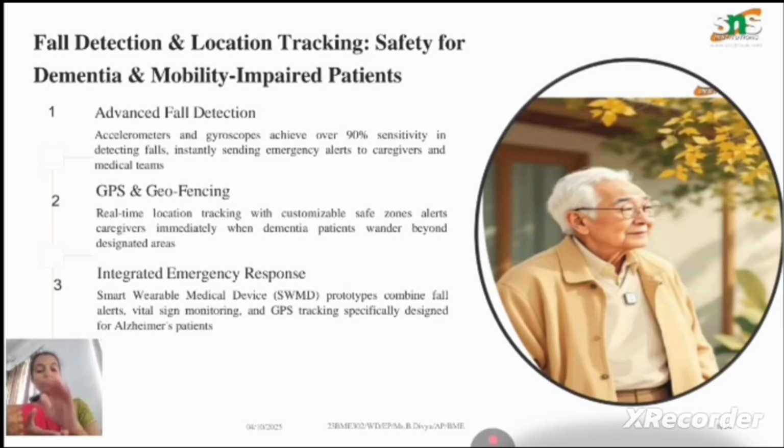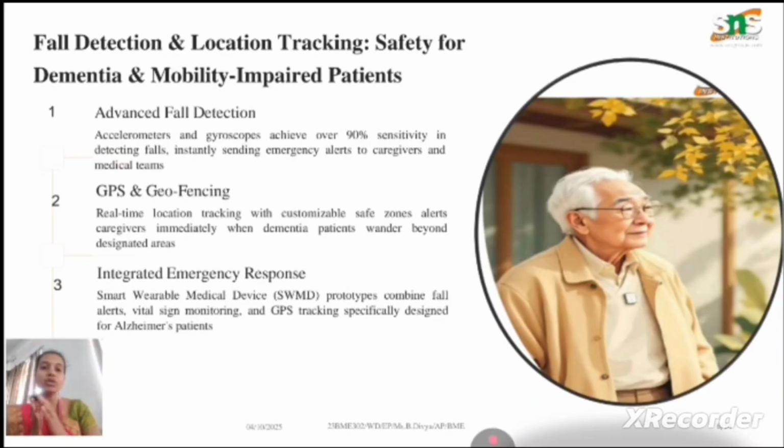90% of falls can be identified, and it can give alert messages to the doctors or the attendants, whoever is taking care of the elderly person. And next is GPS and geofencing, the real-time location tracking, which can also be incorporated in the system. Next one is integrated emergency responses, smart wearable medical devices.